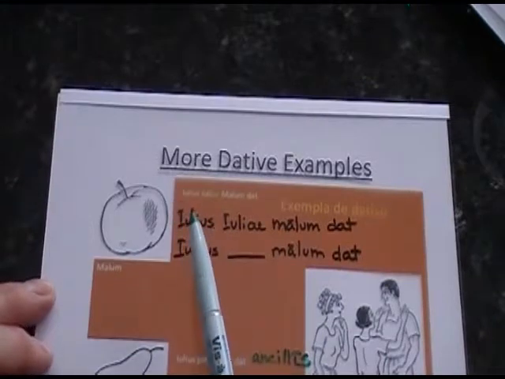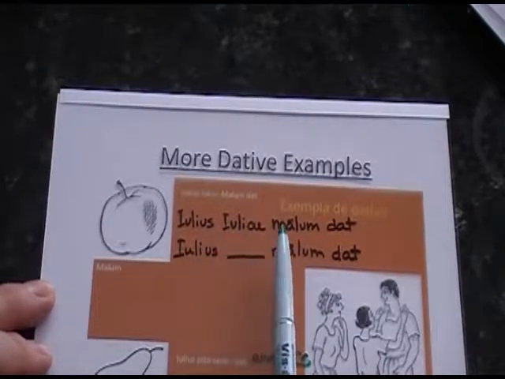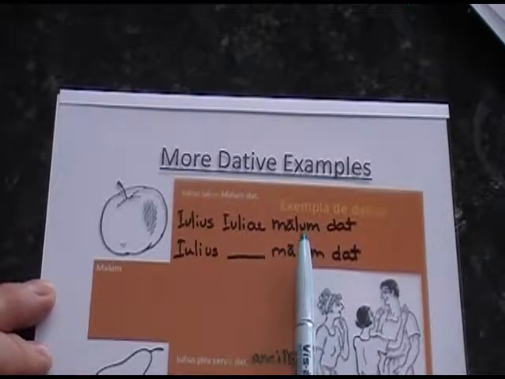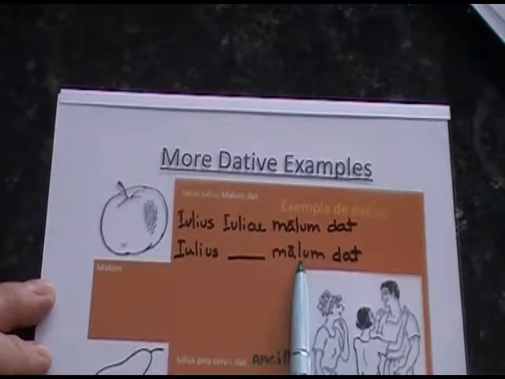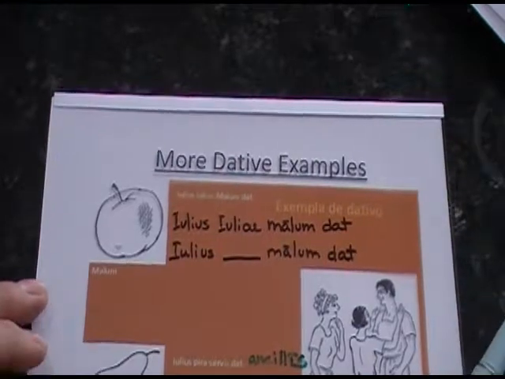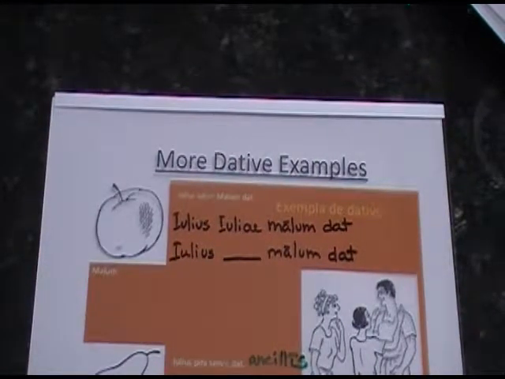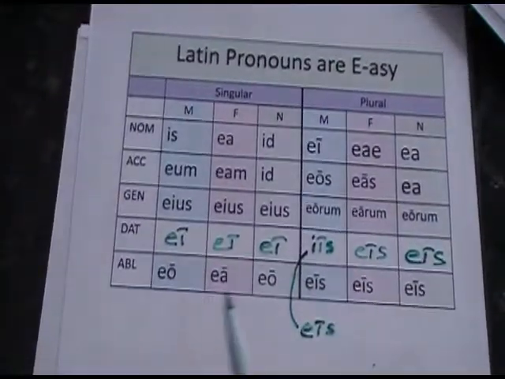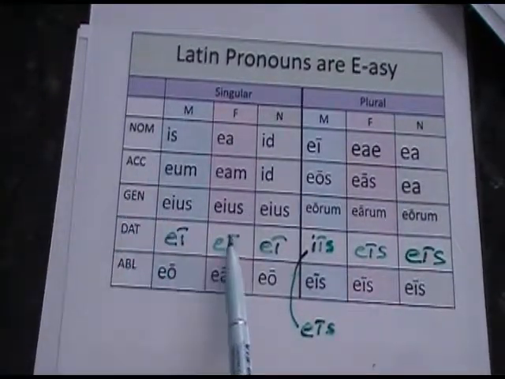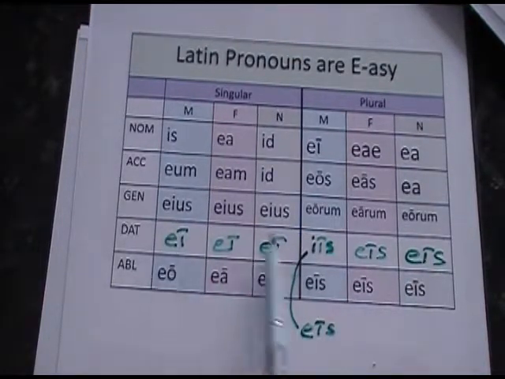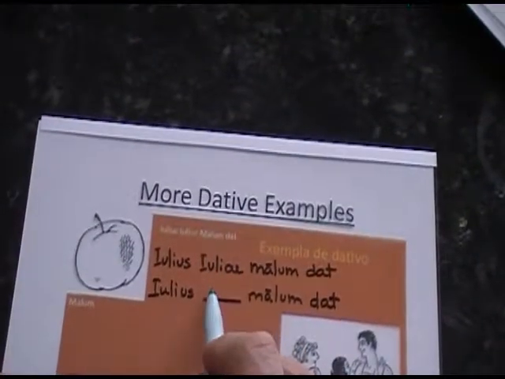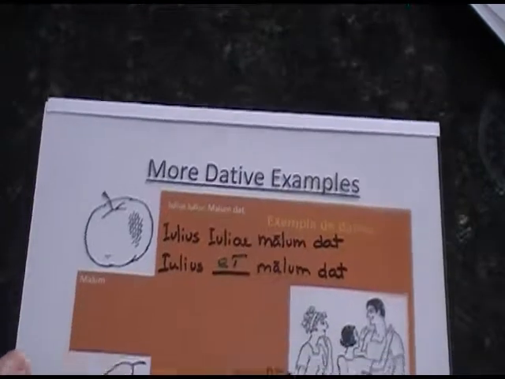We have here Julius Juliae malum dat. Julius gives an apple to Julia. If we wanted to say Julius gives an apple to her, what would we use? Well, we need the dative. If you come over here, we need the dative, feminine, and it's just the same, singular. It's the same for everybody, so it's ei. So ei would be the answer there.